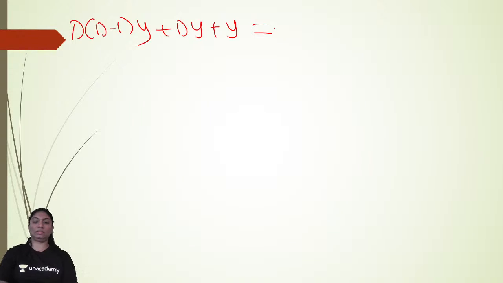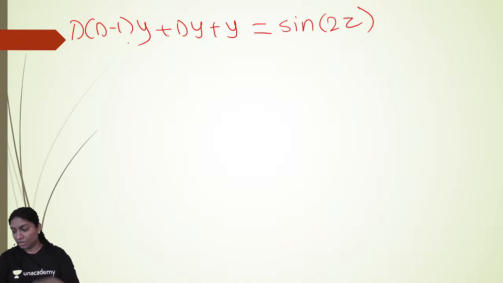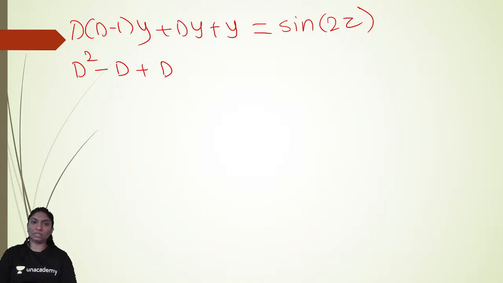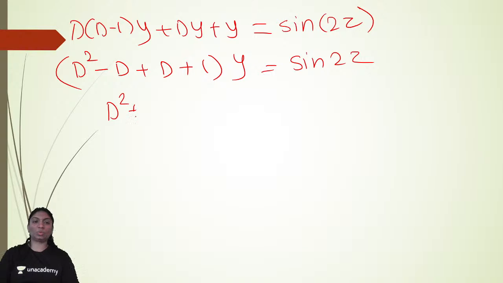plus y is equal to sine of 2 log x here. Can I write sine log x square? It means sine of 2 log x, and log x is z, so we get sine 2z. Now the differential equation becomes D square minus D plus 1 of y. Multiplying this out, D square y minus Dy plus Dy plus y is equal to sine 2z. Plus D and minus D get cancelled out, so D square plus 1 of y is equal to sine 2z.